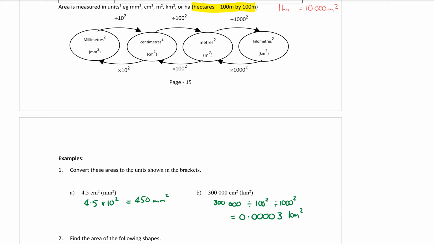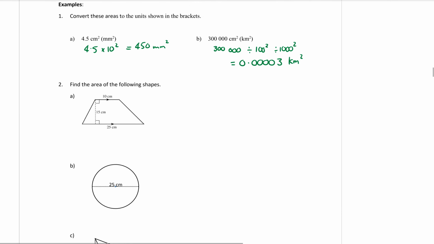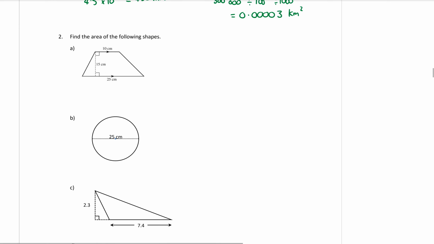Any questions so far? Question 2. Area. Now you would have heard in Year 8 and Year 9, show your working out. Okay, so first of all, identify the shape. The first one here is a trapezium. Write down your formula for a trapezium. Now the one that most of us I think use is h over 2 bracket a plus b.